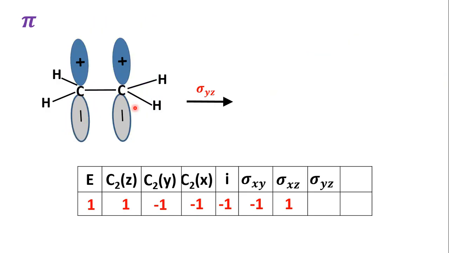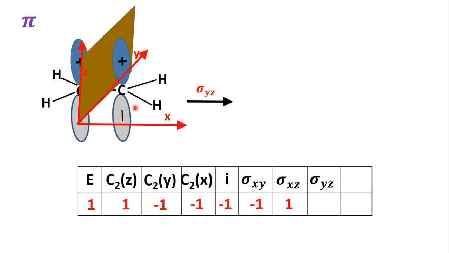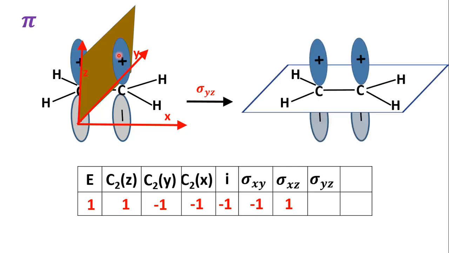Next is sigma YZ. It is the reflection about the YZ plane. The YZ plane is in between the 2 lobes, perpendicular to the molecular plane. To the right side you find one set of lobes, and to the left side you find another set of lobes, and upon reflection this positive lobe will come to this left side, and this positive lobe will come to the right side. There is no change in the sign, and so the reflection is symmetric, you will get plus 1.